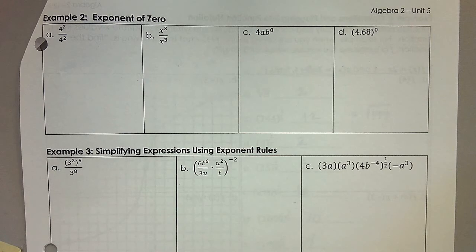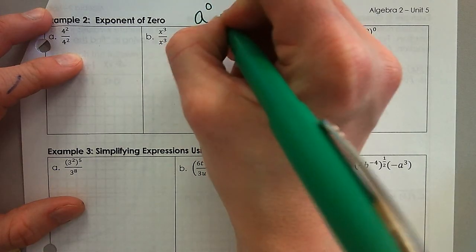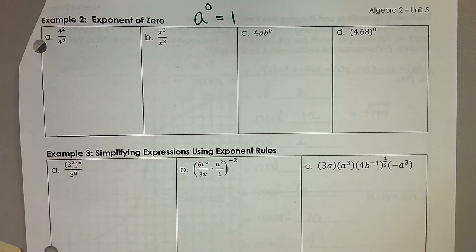Okay, exponent of 0, that's another rule. Does anybody remember it? It means one. Not times 1, not times 0. It's just 1. Anything raised to the 0 power is equal to 1. Okay, and A and B kind of show you exactly why that is.